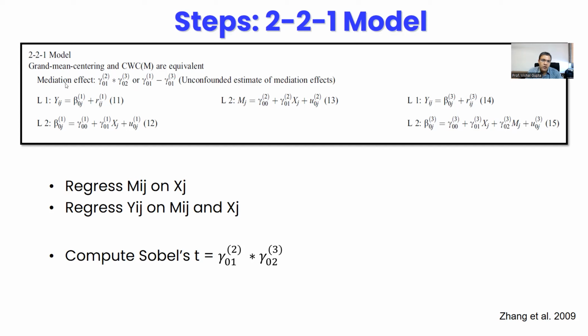And in this 2-to-1 model, grand mean centering and CWC M are equivalent, so there is no confounding, and we get an unconfounded estimate of the mediation effect. So gamma 012 multiplied with gamma 023, it is very simple if you just think of how we wrote the regression equations. In multi-level, the only difference is that we write the regression equations as multi-level. Otherwise, the idea is absolutely the same as how we were doing our mediation analysis with regressions.